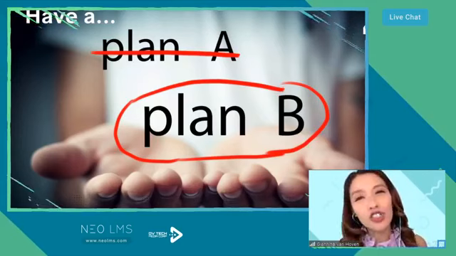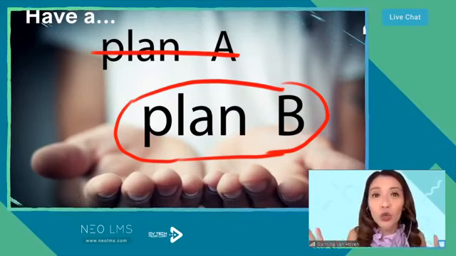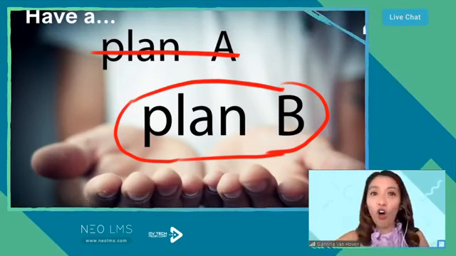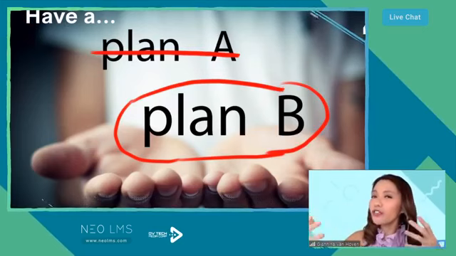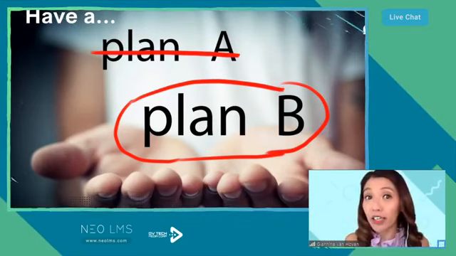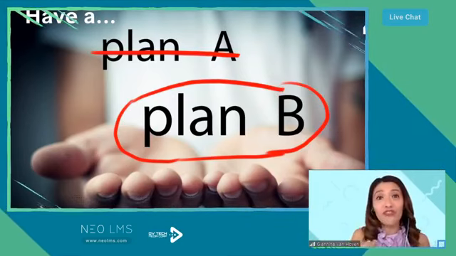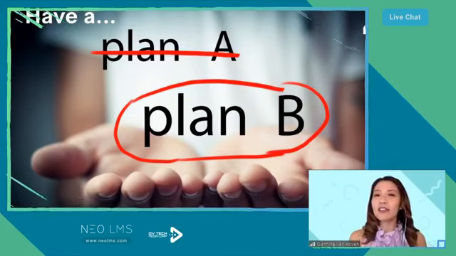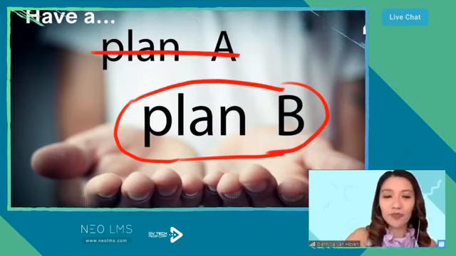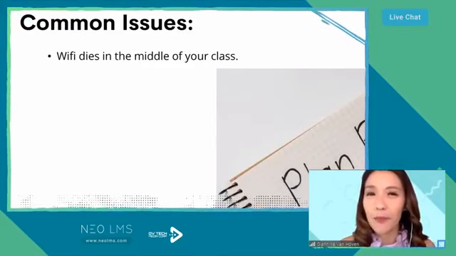And I know teachers are so used to this. Us educators, we truly, truly need to plan. We plan for A, B, C to Z all the time. But what are the different kinds of issues that we experience online, which we wouldn't normally have to go through in our face-to-face classes? So I've listed some common issues and maybe we can go through them together and I can give you some tips and pointers. First, your Wi-Fi dies in the middle of your class.